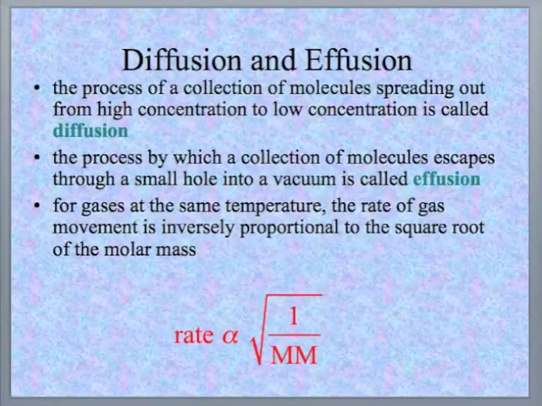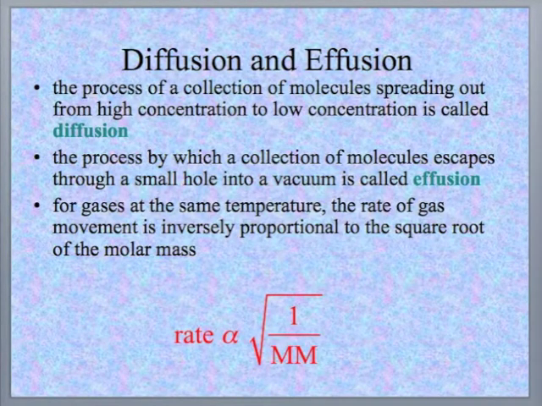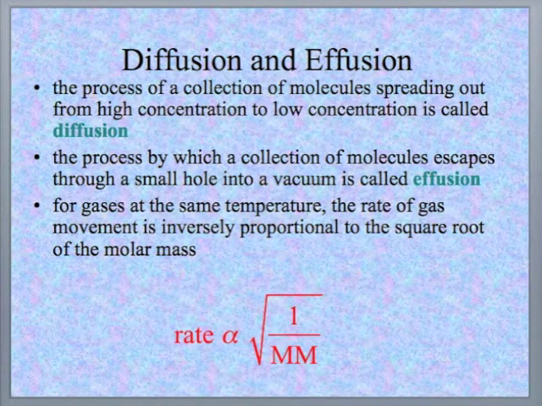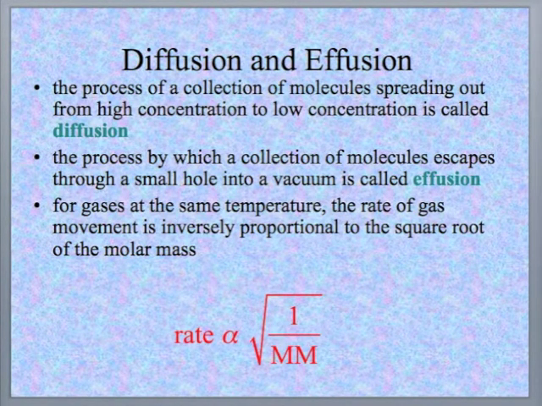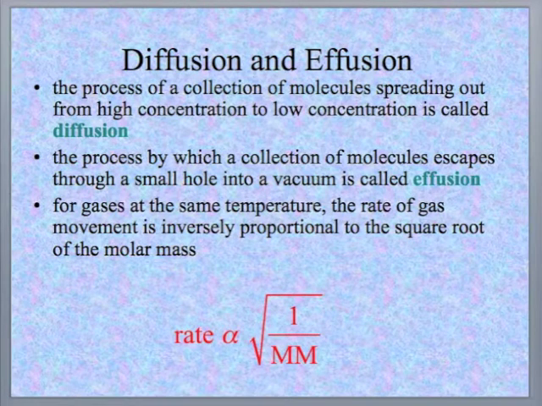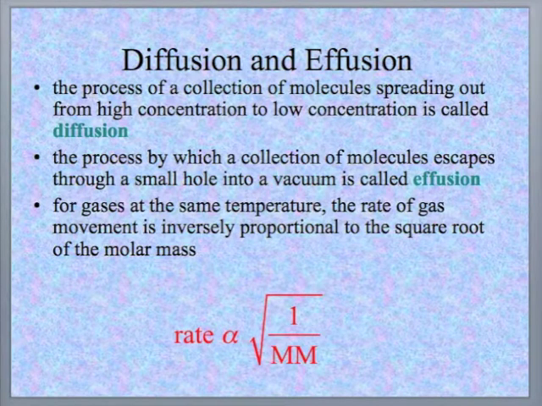So what we've been talking about is the process of diffusion. That's when you have a collection of molecules spreading out from an area of high concentration to an area of low concentration. But we can also talk about the process of effusion, and that's the process by which a collection of molecules escapes through a small hole into a vacuum.